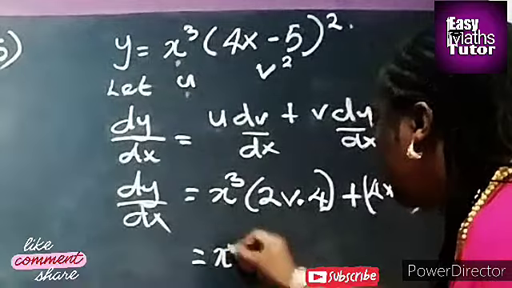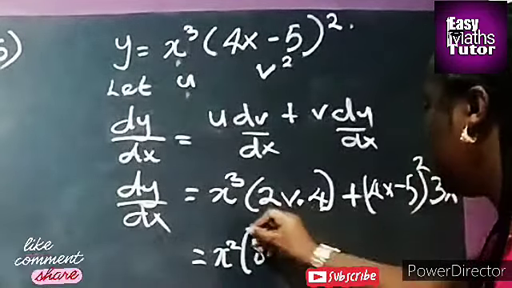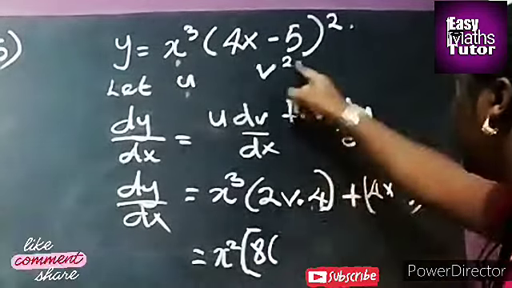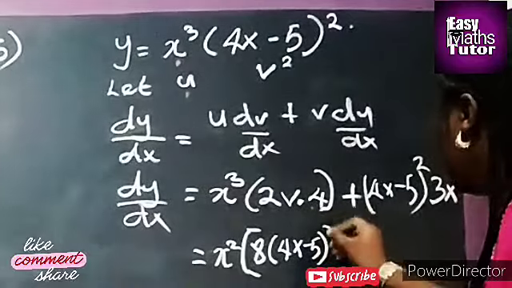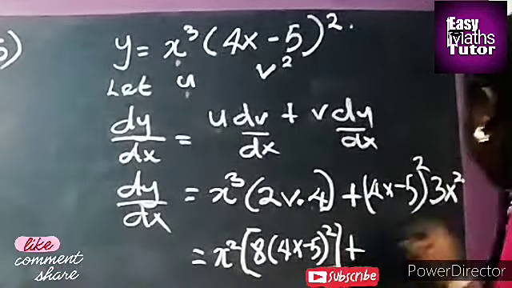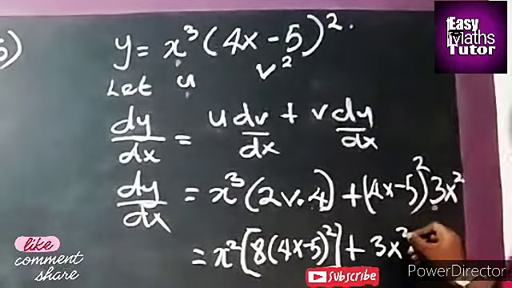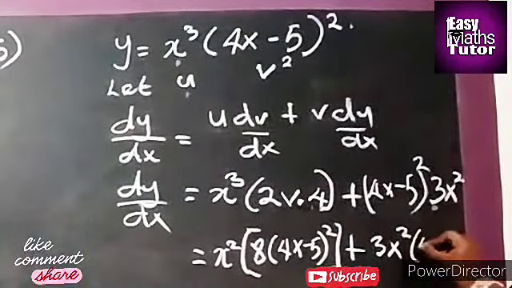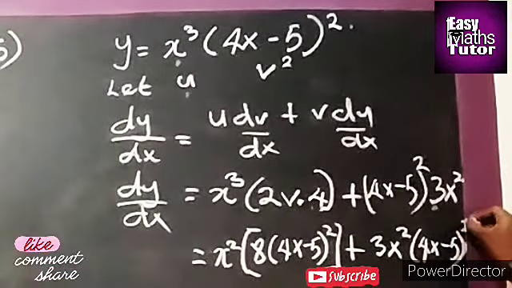So we have x squared into brackets, 2 times 4 gives us 8, and we know v is 4x minus 5 squared. Plus, we have 3x squared times 4x minus 5 squared.